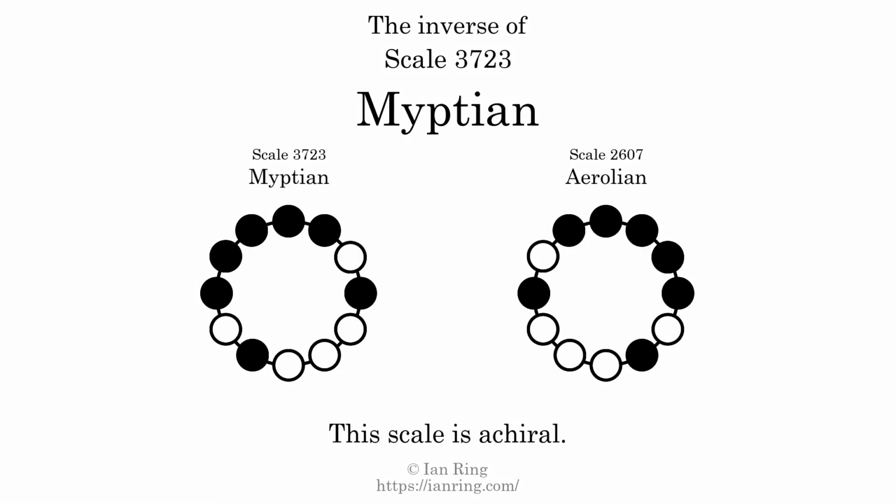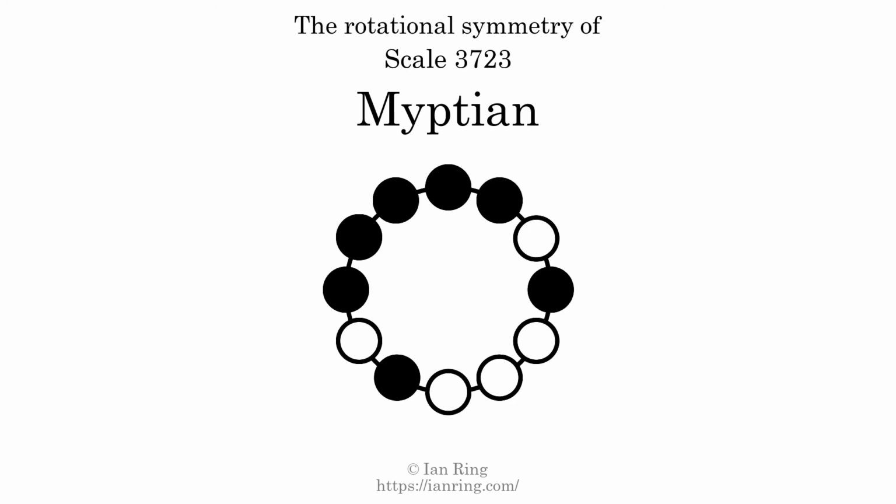The inverse of a scale is a mirror image. It is what you get when the sequence of intervals is reversed. The inverse of this scale is scale 2607, also known as Aurelian. This scale is achiral, since it can transform into its own reflection by a rotational transformation. This scale has no rotational symmetry.